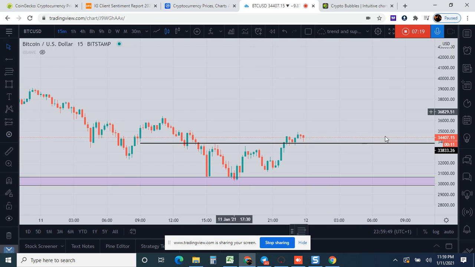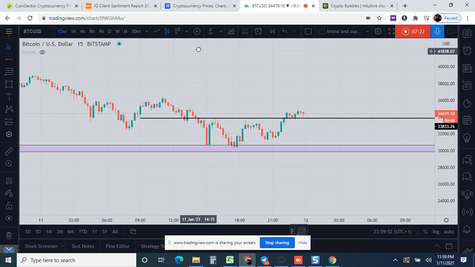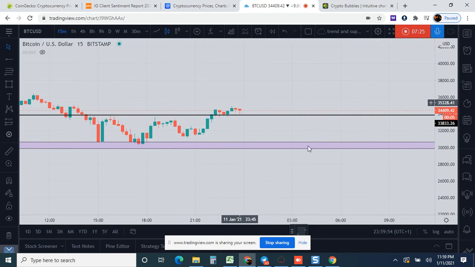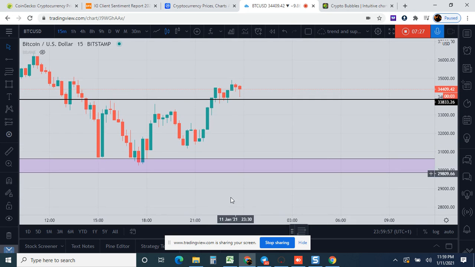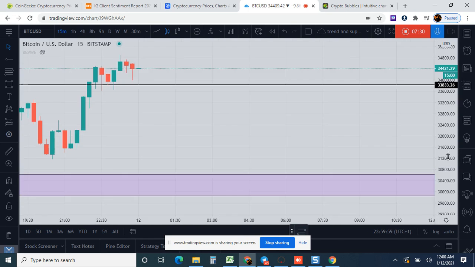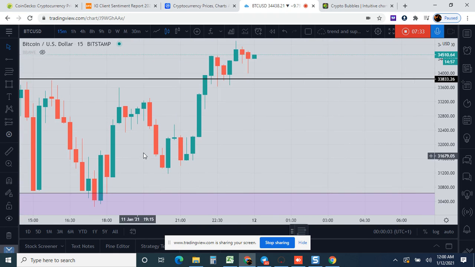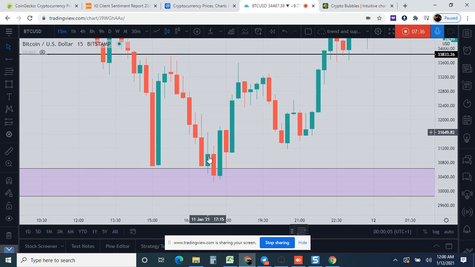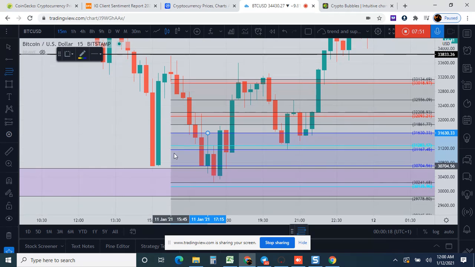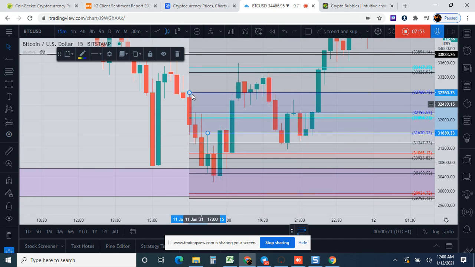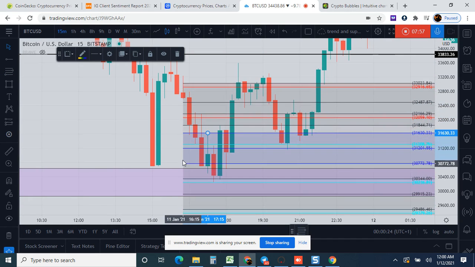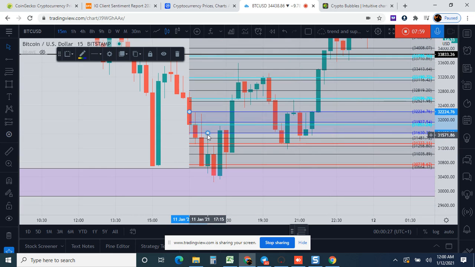All right. So now on the 15 minutes, here we are. Let's make this bigger so we all can see. All right. So this is the last bullish candle responsible for this low. So this bullish candle is a candle of reference. We'll fib out that candle.